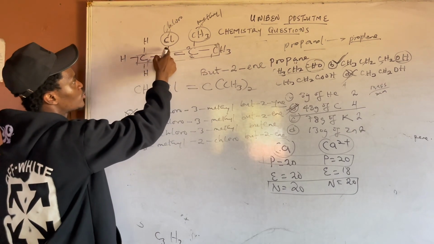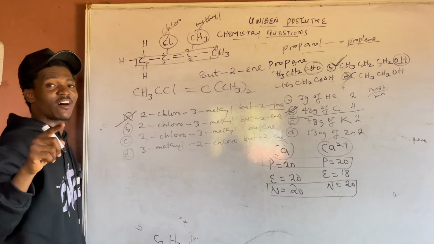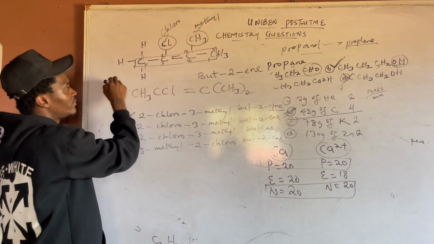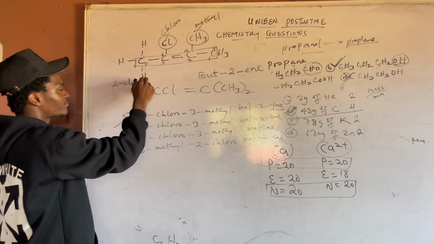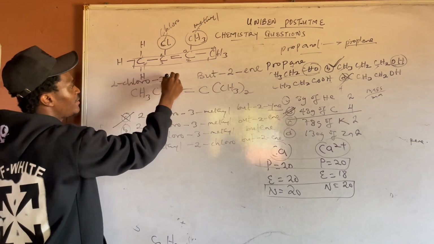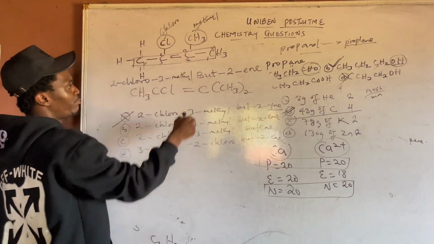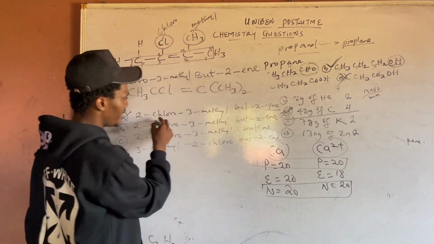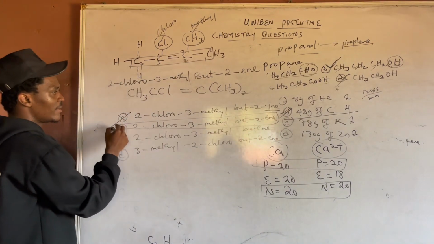So that should be what? 2 chloro. You arrange them in the order of alphabetical arrangement or order. That should be what? 2 chloro, then 3 methyl, then what? Put 2-ene in. Where do we have that? We have it in option B. 2 chloro, 3 methyl, but-2-ene.